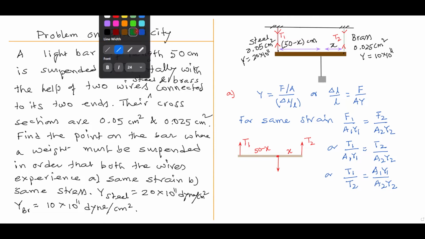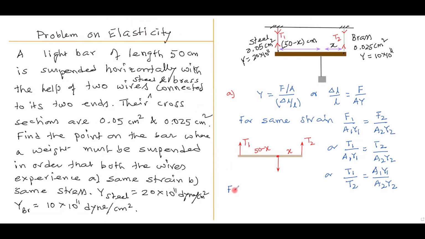For equilibrium, since the rod is in equilibrium, for equilibrium of rod, summation tau equal to 0. Okay, let us take torque about this point. So torque of T1 into perpendicular distance 50 minus x equal to torque of T2, T2 into x. Okay, and what will be the torque of this load? 0, because it is passing through this point.